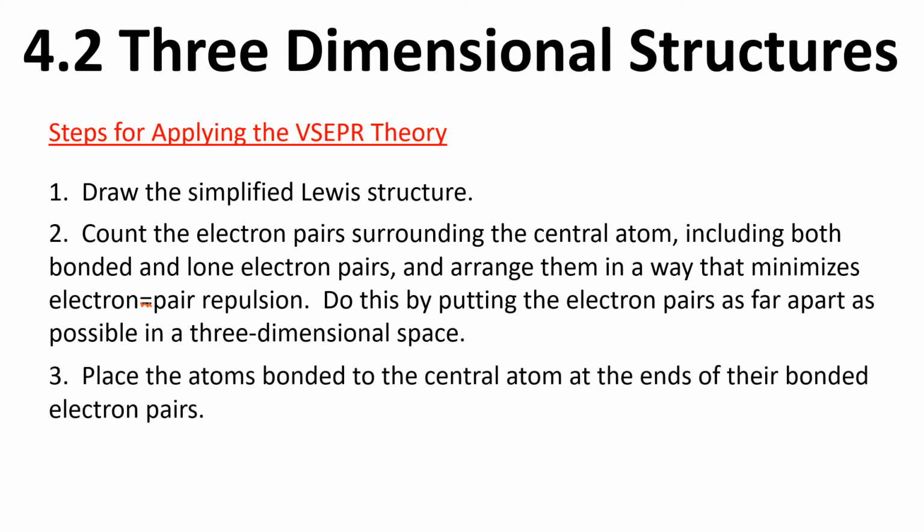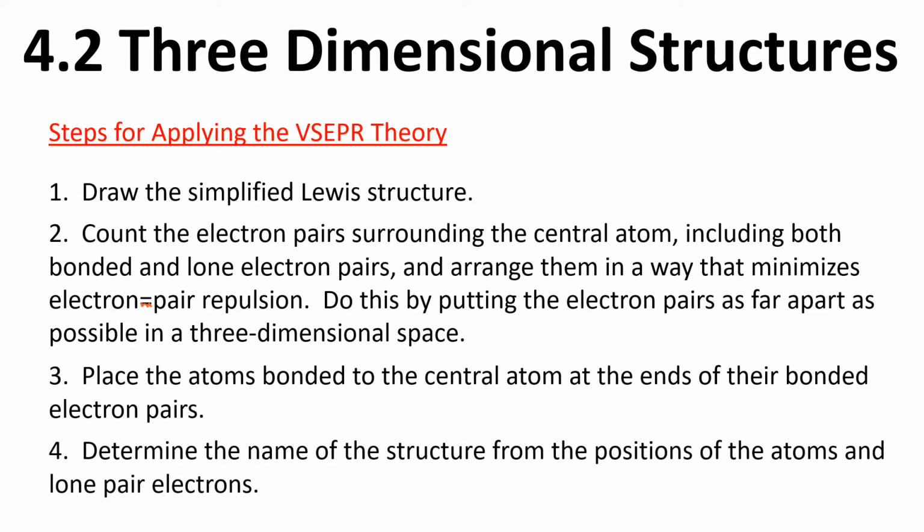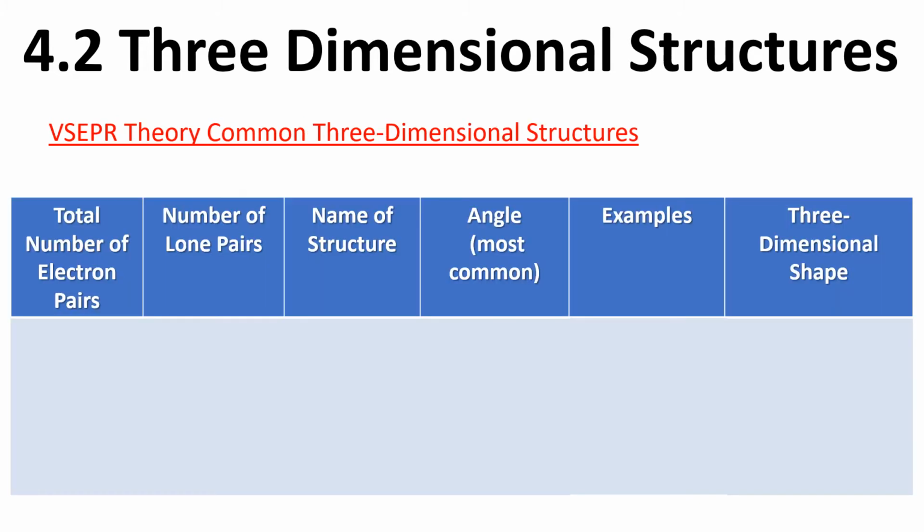So place the atoms bonded to the central atom at the end of their bonded electron pairs and determine the name of the structure from the position of the atoms and the lone electron pairs. We're going to have a nice table to do this. In fact, that's what we're going to do, so you can start to make one and draw one in your notebook. So this is what it will look like.